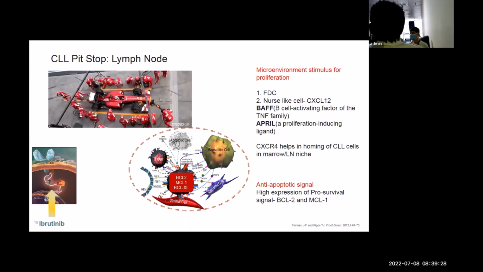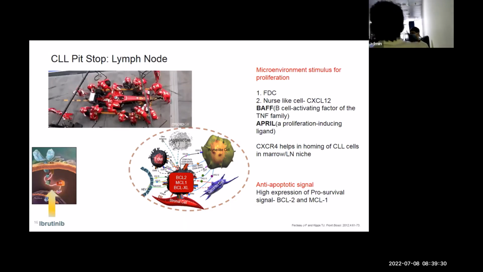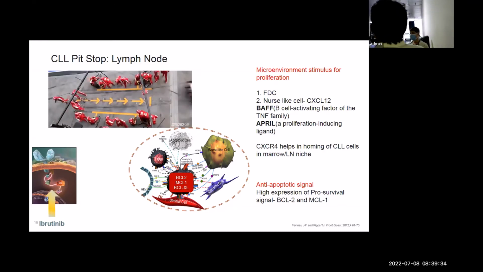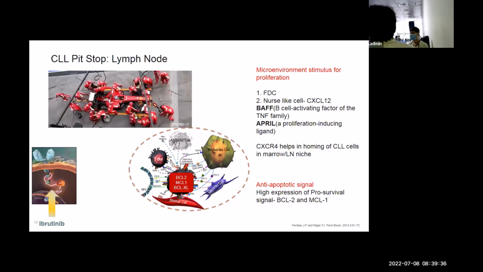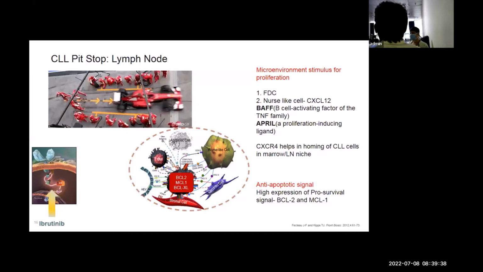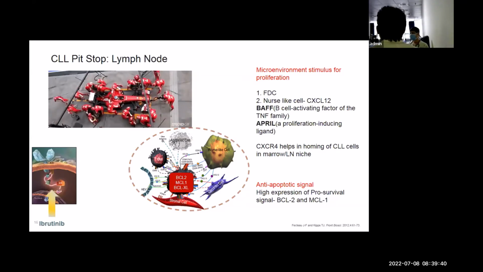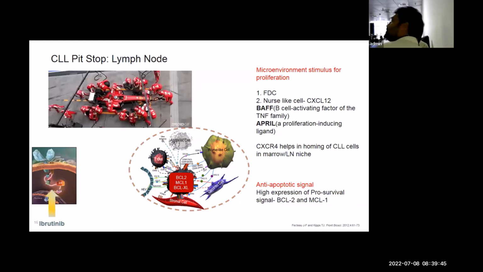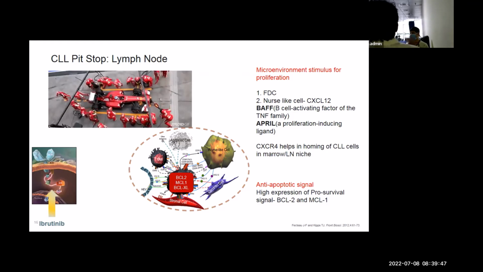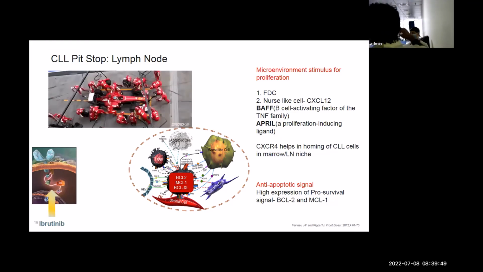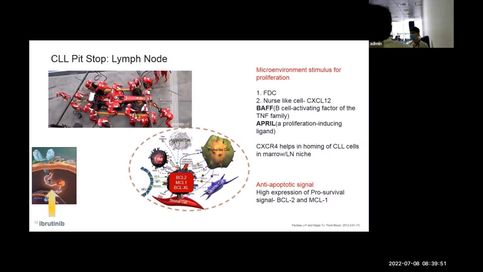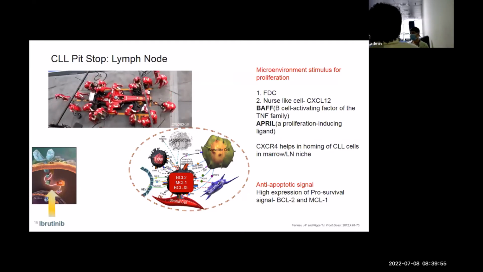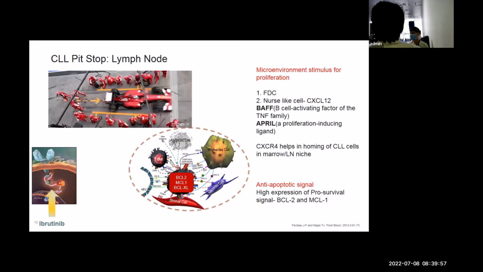So the CLL cells traffic from the peripheral blood to the node and again to the blood. They roam around. The purpose is that when they go into the node, they get the stimulus from the microenvironment, and that keeps them alive. That prevents them from apoptosis, from dying. Think of the example of a pit stop in a Formula One race. The cars are racing, and then suddenly they stop at a pit stop and they're refueling and reservicing. So these nodes act like a pit stop for CLL cells.